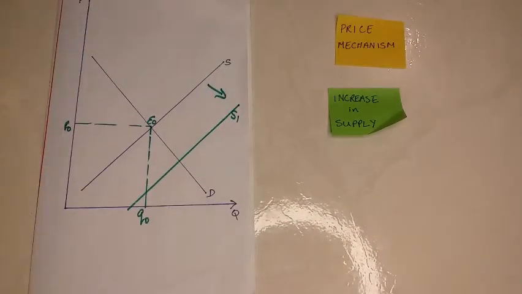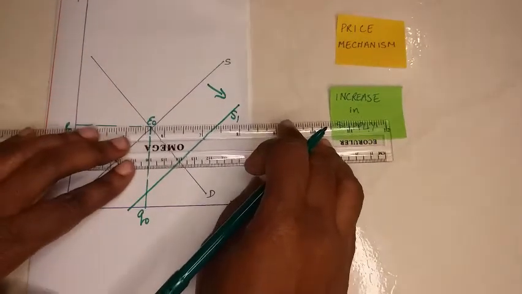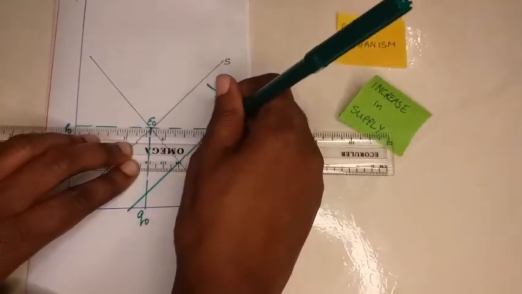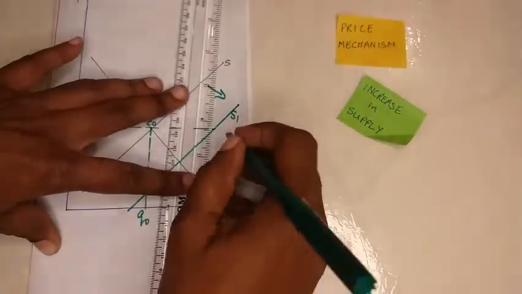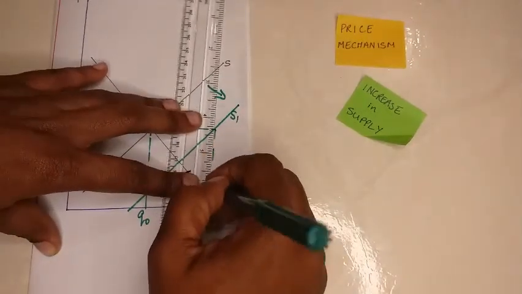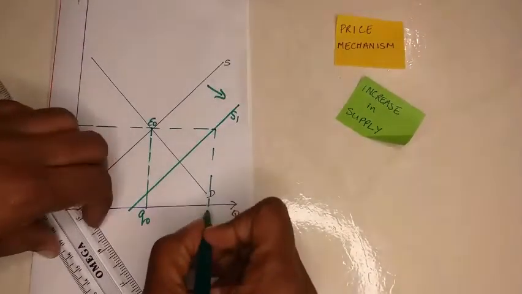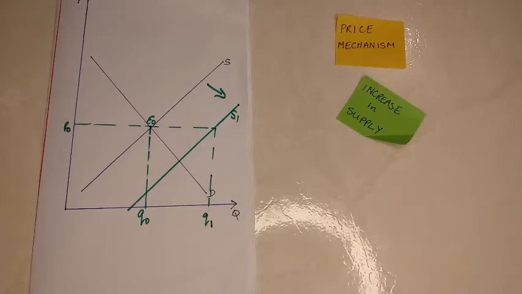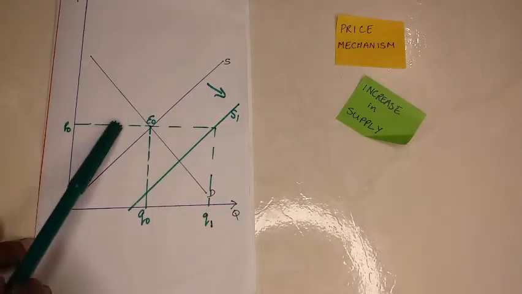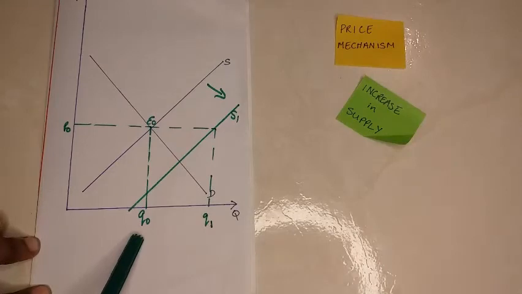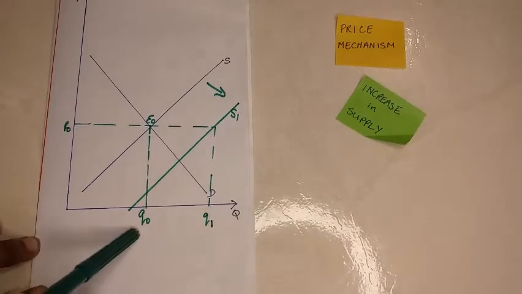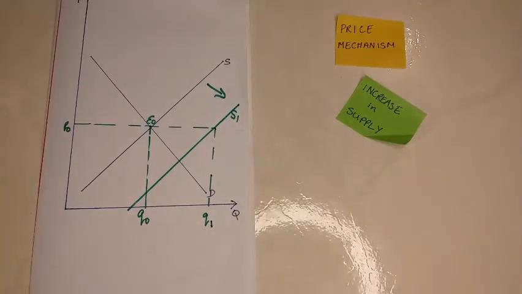Now if price were to remain at P0, let me extend the price line P0 for it to touch this new supply curve. Let's see what would happen. If price were to remain the same, it means that this new supply would be, let's call it Q1, but our quantity demanded will still remain at Q0. And so our quantity supplied will be greater than the quantity demanded, and so we'll have excess supply happening in the market and we will have a surplus.